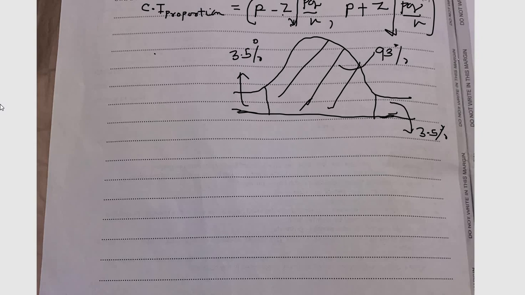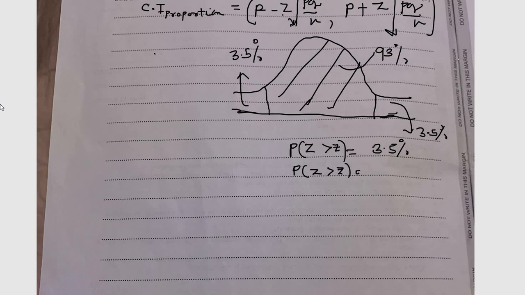Now, if you want to calculate probability of Z greater than a particular value, small z, it is going to be equal to 3.5%. It's going to be equal to 1 of the tail, just 1 of the tail. Probability of Z, this side, is greater than. Probability of Z less than a particular value.